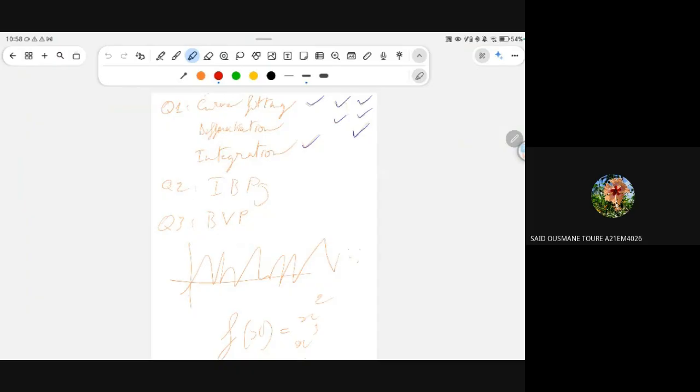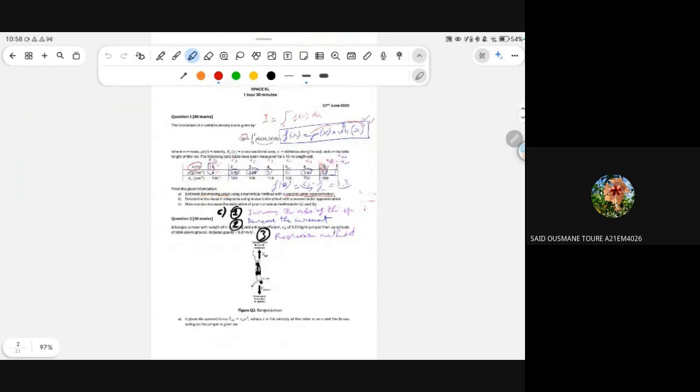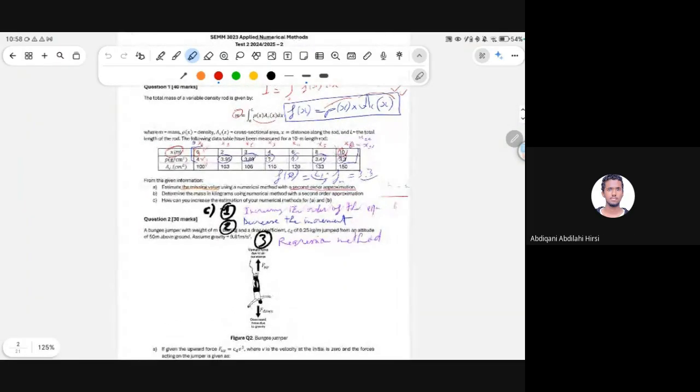You practice at least one exercise, guys. One exercise at least for every single one of them. And inshallah, you get full marks, guys. Because it's actually very easy.